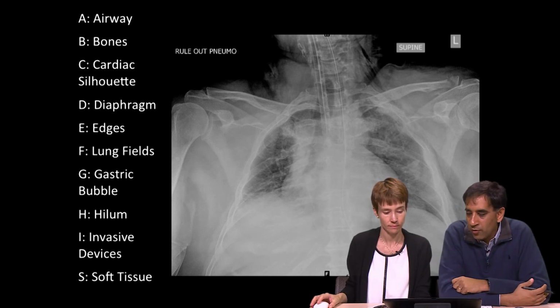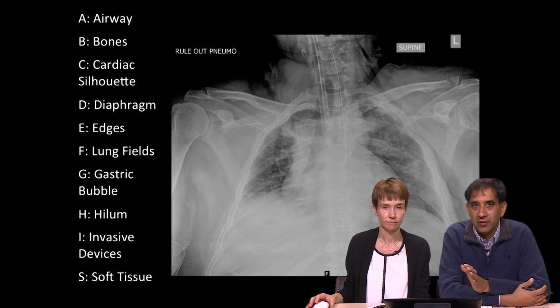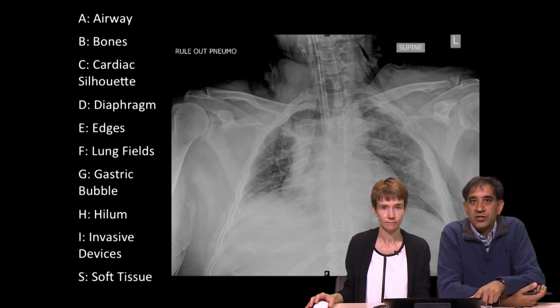Fantastic, and you can see how many abnormalities were detected by using a systematic approach, the ABCs, to the evaluation of this particular chest X-ray.